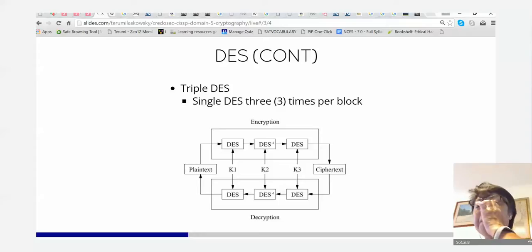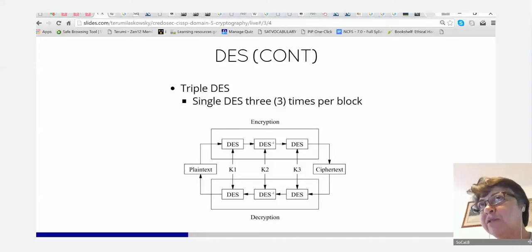Okay. And then you take the output from that, and you take another key, key 2, not the same key, but key 2, and you do single DES one more time. You take an output of that, and you take the third key, and then you do the DES. So you got 3 keys, right? 3 repetitions of the single DES. Okay, this is called the triple DES.